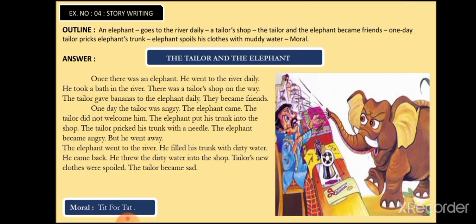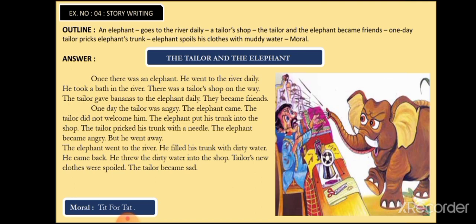Fourth story, you can see the story about the elephant and the tailor. Outlines are given there. We will go through with the story. Before that, we will see the heading: the tailor and the elephant. This is the story name.